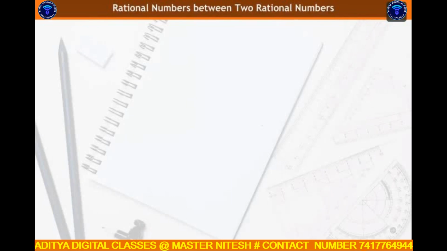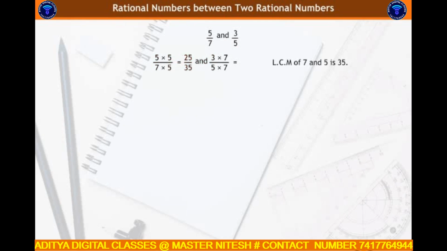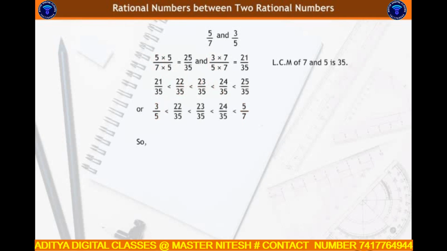Rational numbers between two rational numbers. Consider the two rational numbers 5 by 7 and 3 by 5. Take the LCM of 5 and 7. The LCM is 35. 5 by 7 becomes 25 by 35, while 3 by 5 becomes 21 by 35. Put the fractions between 3 by 5 and 5 by 7 in ascending order, 21 to 25. So, 22 by 35, 23 by 35, 24 by 35 are rational numbers between 3 by 5 and 5 by 7.